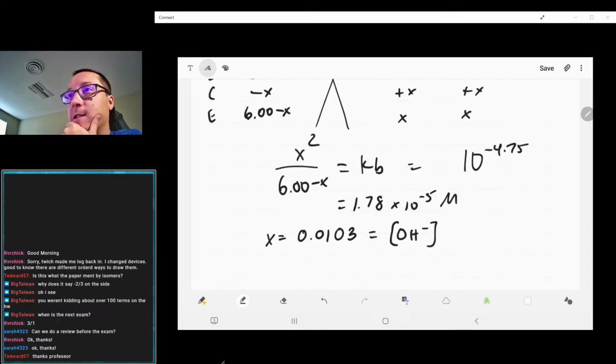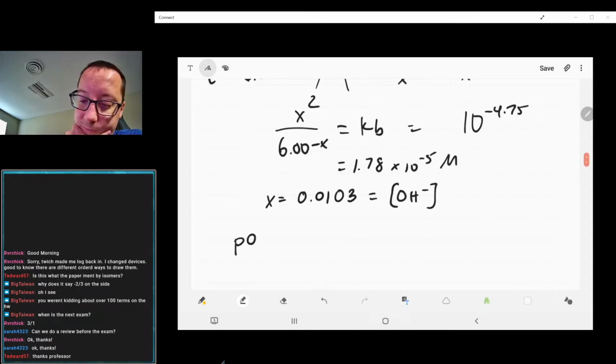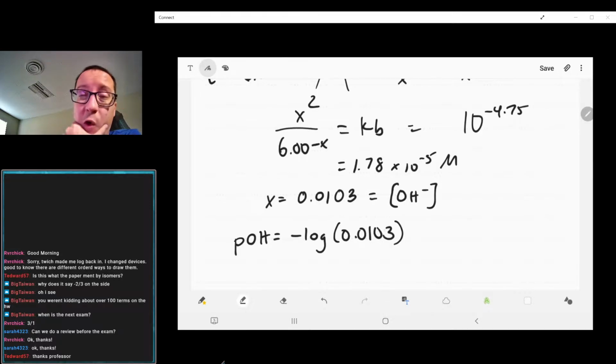With that in mind, we can figure out what the pH is, right? We can solve for the pOH and then subtract from 14. Or we can use the Kw expression to solve for the concentration of hydrogen directly. But since we're just asking for pH, this way is, I think, a little bit easier. So let's do the negative log of the answer here.